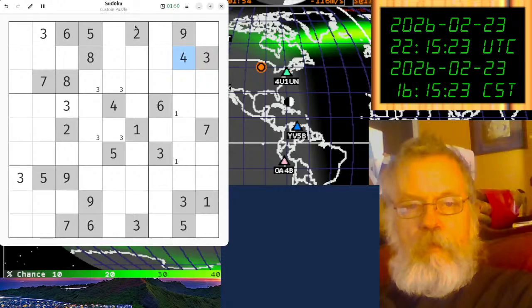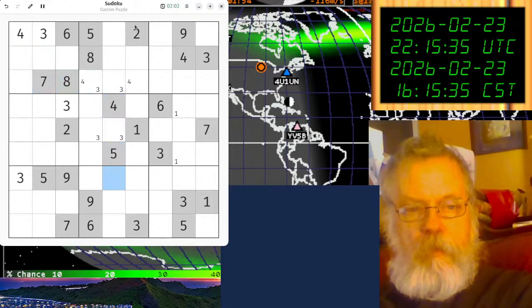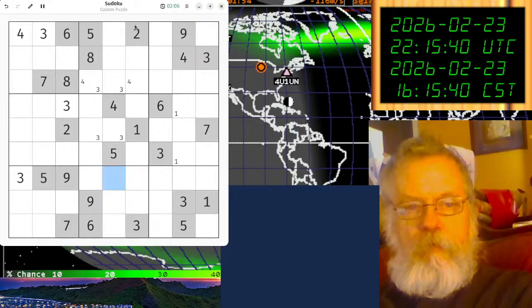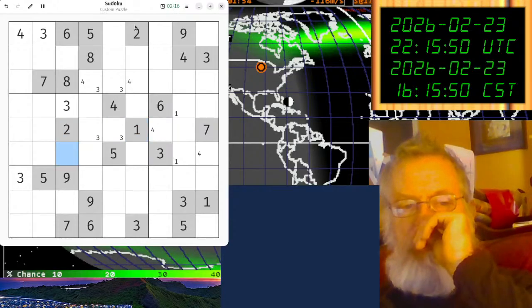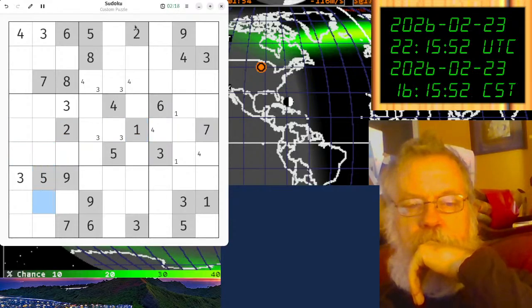Alright, 4s. We get a 4 there. One of these 2 will be a 4. One of these 2 are going to be a 4, so that's a 4, not that. Down here, we got 3 possibilities. 5 possibilities here. 2 possibilities here. 5 possibilities here and here.